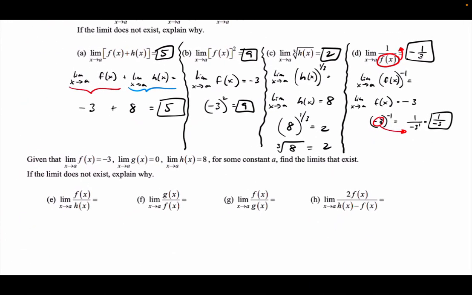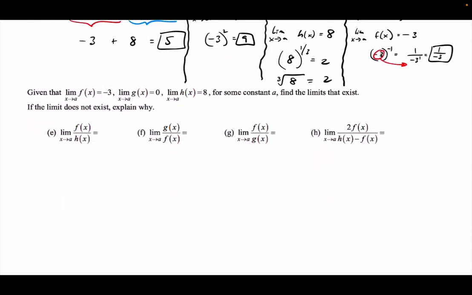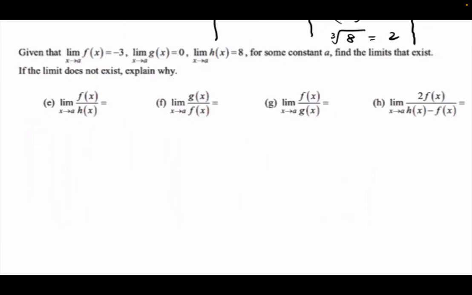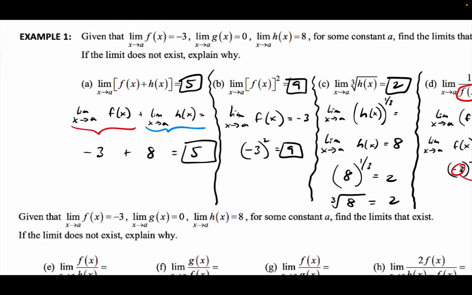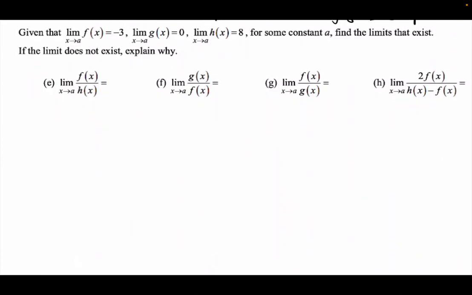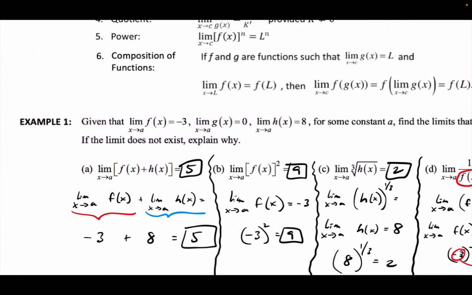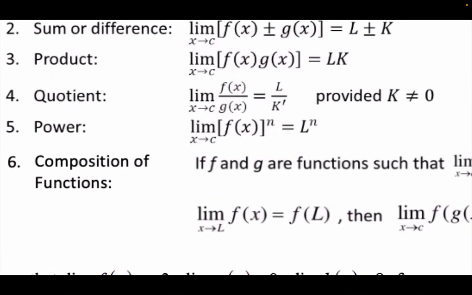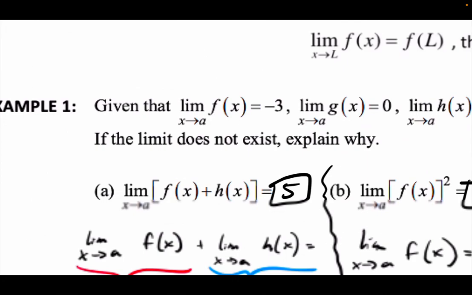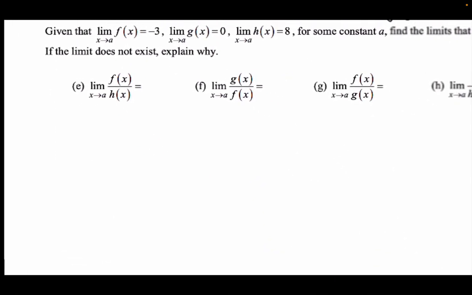All right. Okay, so now let's go to the second part. Now they give us new limits. For f of x it's negative 3, that one stays. For g of x it's 0, and h of x is 8, the same, right? So they don't change the limits, but they're giving us different problems. The first one is division, so let's go back up to where it says division. The quotient rule says find the limit for f of x, find the limit for g of x, and then divide them, as long as the bottom limit is not 0. So let's hope the bottom limit's not 0.